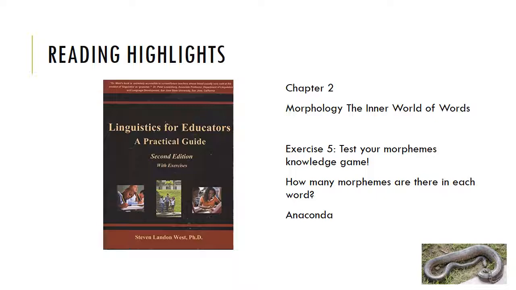What about anaconda? And I made this picture of the anaconda small in case anybody's afraid of snakes out there. This is tricky. Remember, we're talking about the meaning that the morphemes bring to the word. How many morphemes are in this word?